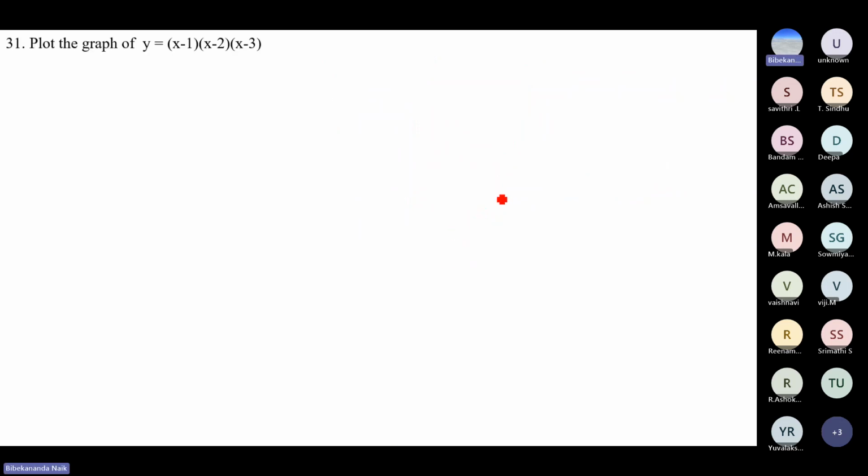Then similarly, plot the graph of y equal to x minus 1 into x minus 2 into x minus 3. It is similar to that, but there are more points where the value of y will be 0 for the value of x. I'll give you 1 or 2 minutes to try this and then I will discuss.